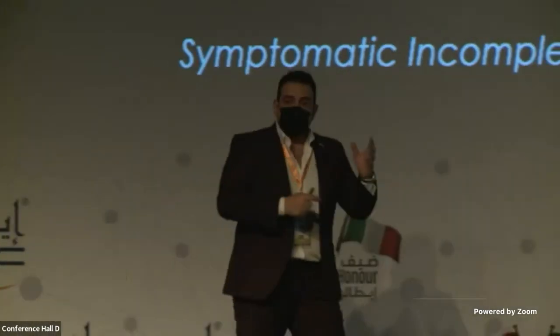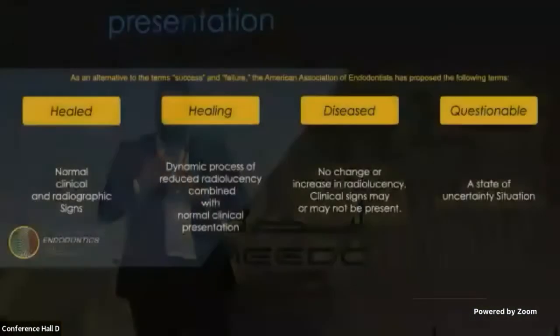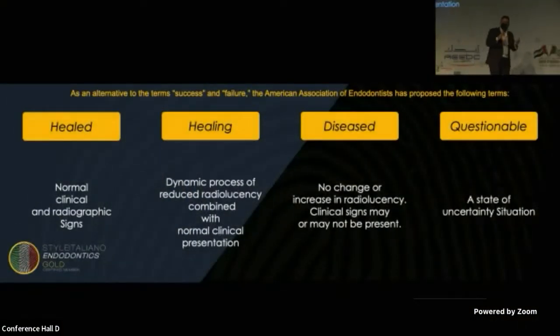So we know success and failure, but the American Association of Endodontists describes it better, giving healed, healing, failure, or questionable. This is what we can find after endodontic treatment. Either the case is healed, meaning we have normal radiographic signs, or failure or diseased, meaning we have a radiolucency which is increasing in size, or does not go away after good treatment, or in healing status. That means we have a periapical radiolucency that's decreasing in size, but it's still present. So we can't call this case healed. It is a healing process.